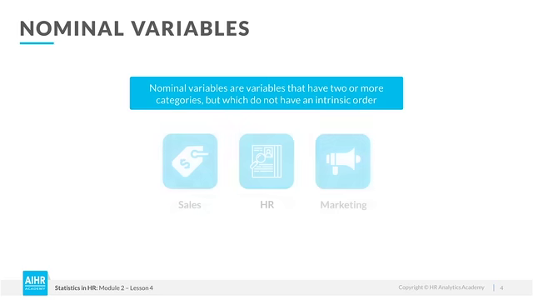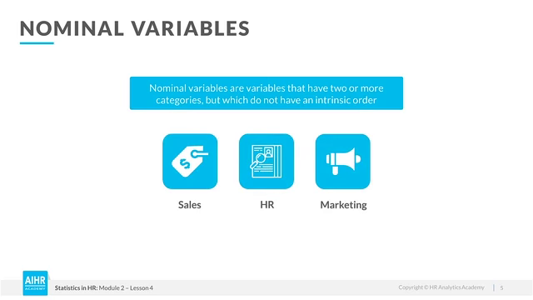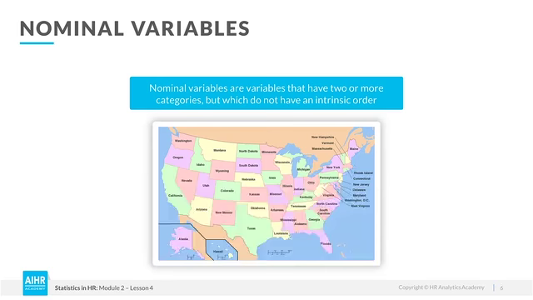For example, you could categorize the departments of your company into sales, HR, or marketing. This means that the department variable is a nominal variable with three categories. As you can see, it would be weird to order these departments, as there's nothing to order them by intrinsically. Another example of a nominal variable will be classifying where people live in the United States by state. In this case, there will be many more levels of the categorical variable, 50 in fact.